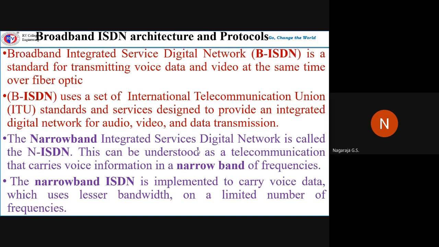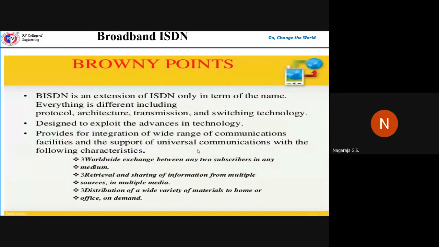The narrowband integrated services digital network is called the NISDN. This can be understood as a telecommunication that carries voice information in a narrow band of frequencies. The narrowband ISDN is implemented to carry voice data, which uses lesser bandwidth on a limited number of frequencies. If you read all these points, you can easily distinguish how ISDN or NISDN is different from broadband ISDN, that is BISDN. It's an extension of ISDN only in terms of the name.